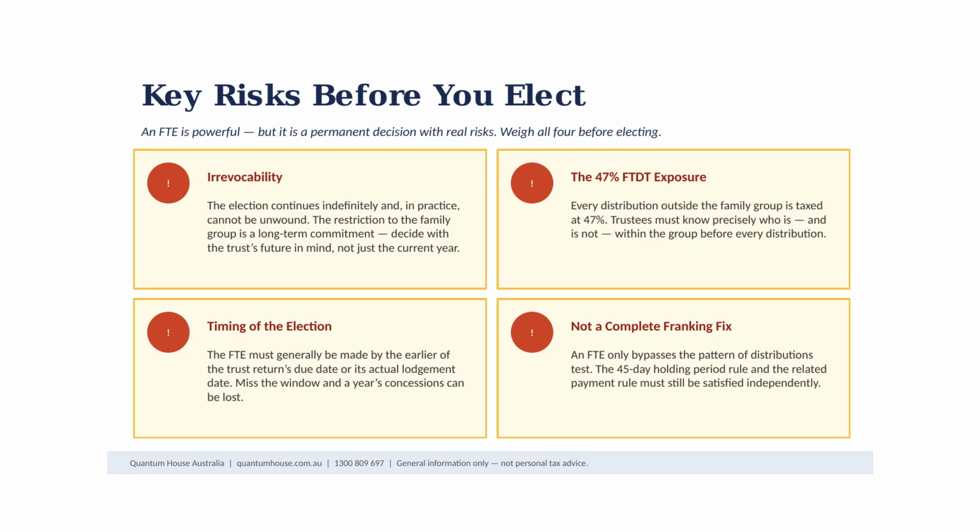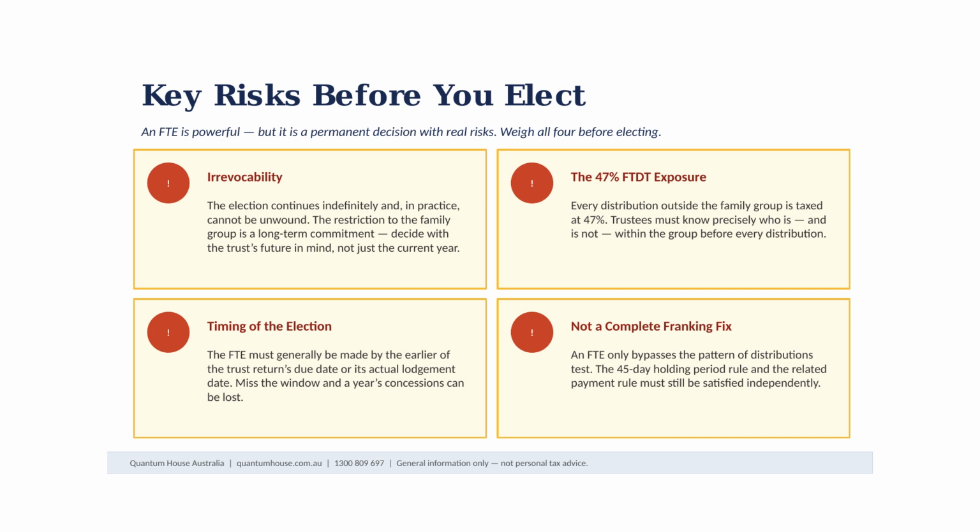Before you elect, weigh 4 real risks. First, irrevocability. The election continues indefinitely and, in practice, cannot be unwound. So decide with the trust's long-term future in mind, not just this year's tax outcome. Second, the 47% exposure. Every distribution outside the family group is taxed at the top rate, so trustees must know precisely who is and isn't within the group before every single distribution.